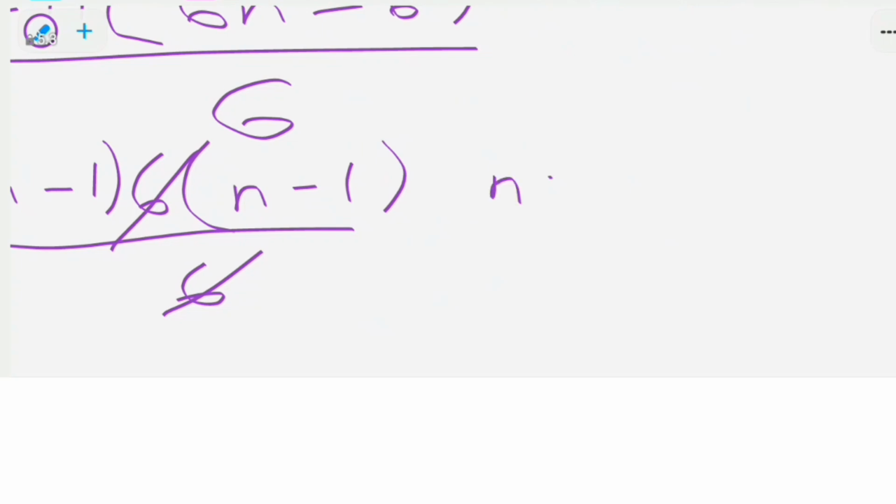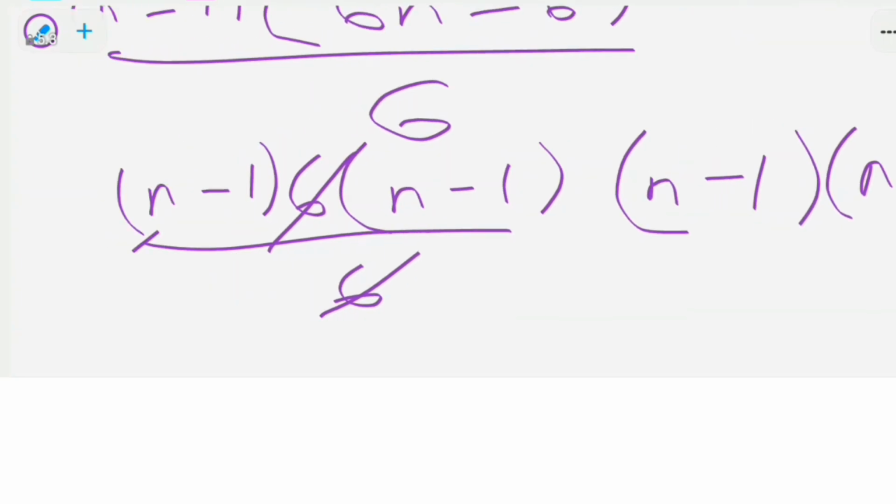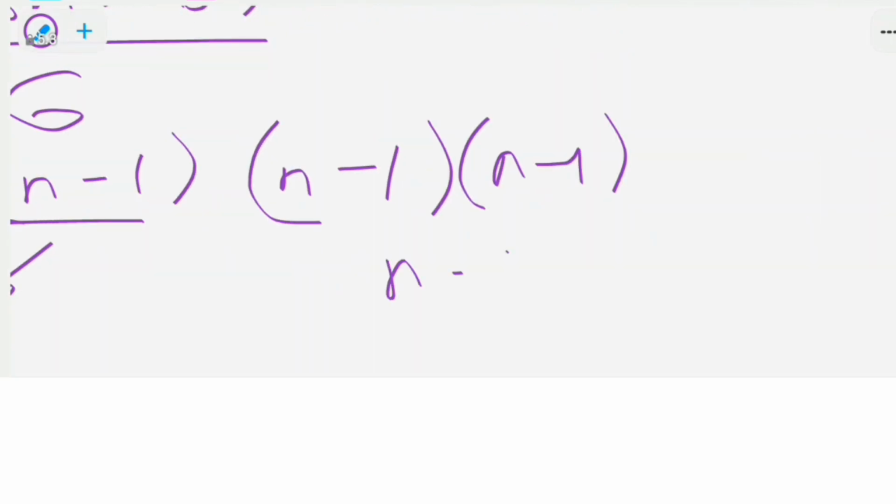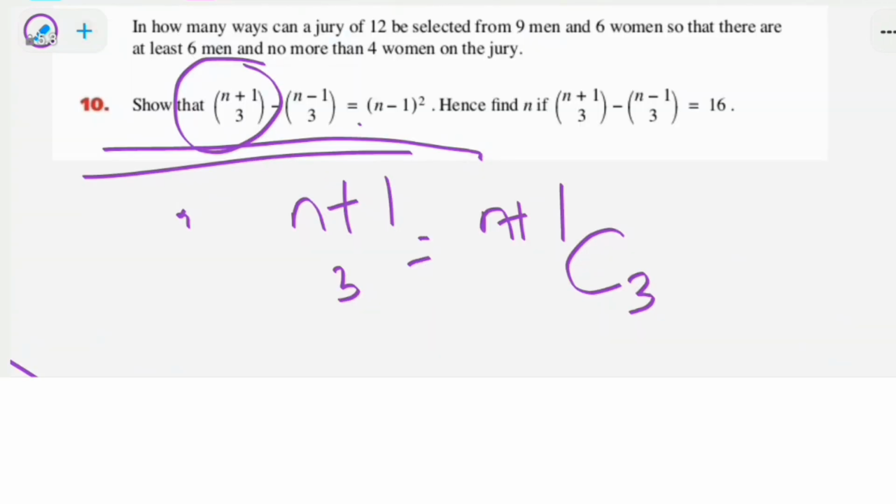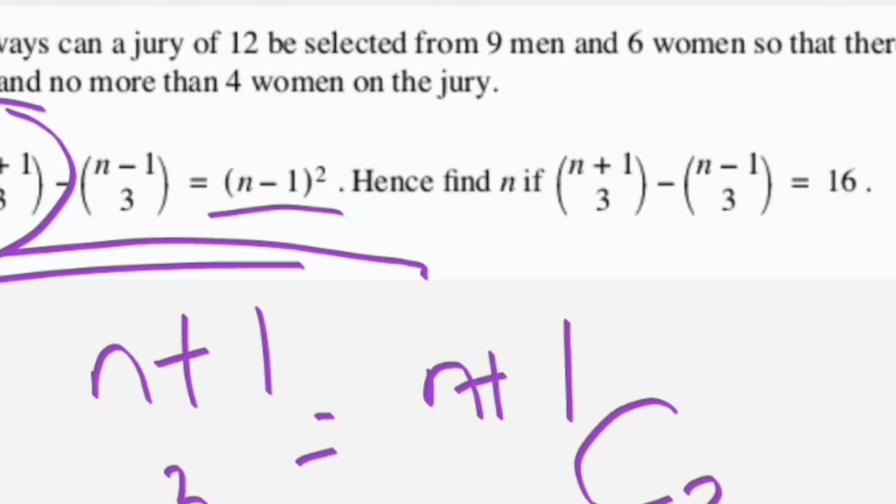End of the day, you have n minus 1, n minus 1. As you can see from here, n minus 1, n minus 1, I'm calling it twice, which will just give you n minus 1 squared. So that whole thing is the same thing as n minus 1 squared. And see, that's the confirmation there. So you have proven that part.